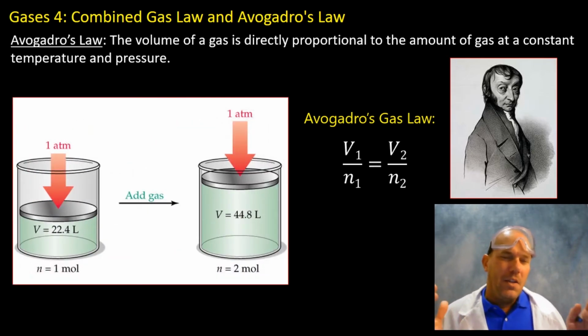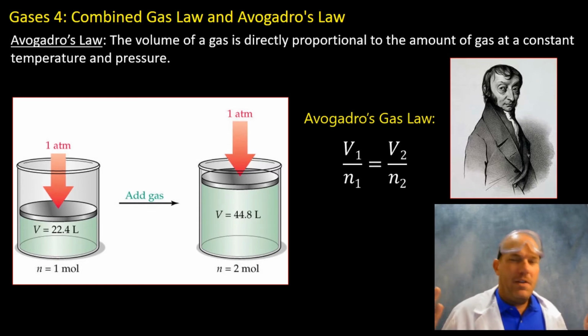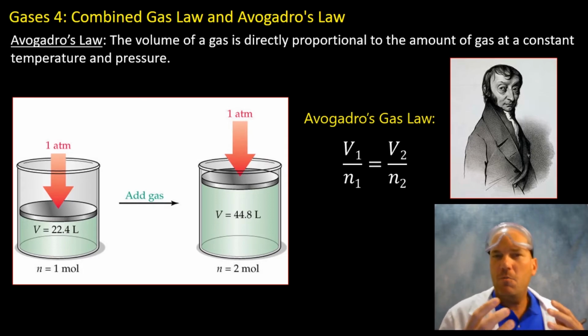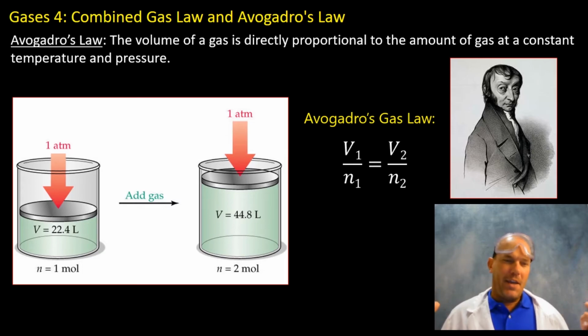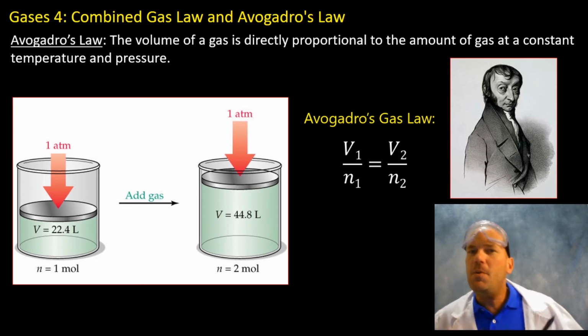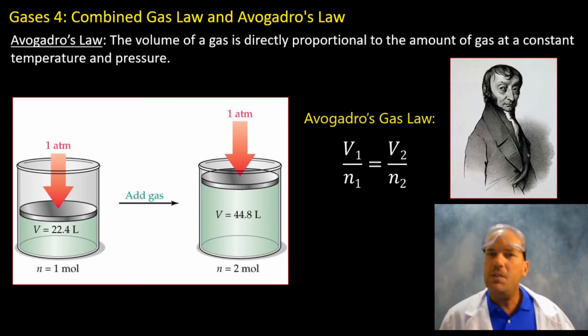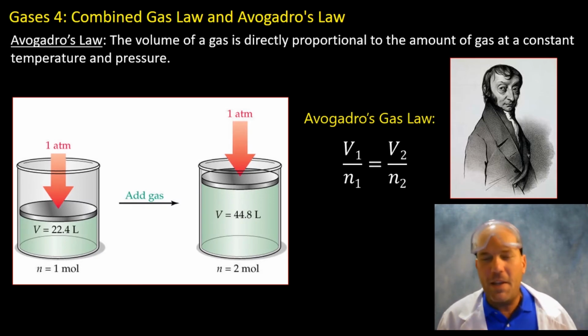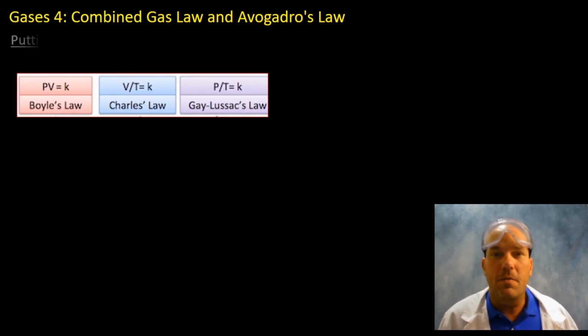All right, so here we have a diagram that illustrates this. On the left, we have 1 mole of a gas under 1 atmosphere of pressure, and the volume under these conditions at 273 Kelvin is 22.4 liters. Now we're going to double the amount of gaseous particles, which means we're going to double the volume to 44.8 liters. Again, very intuitive.